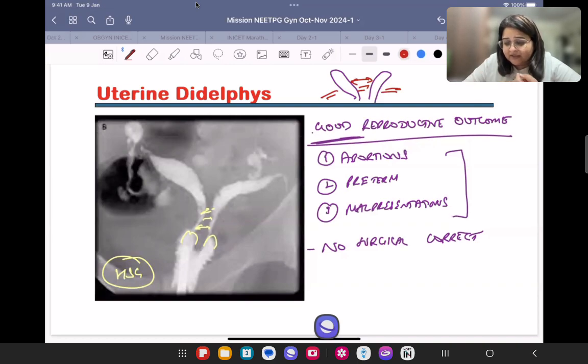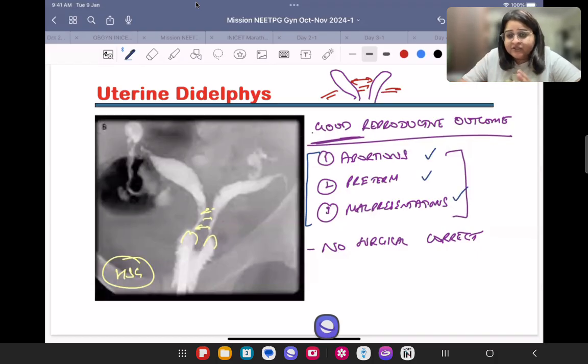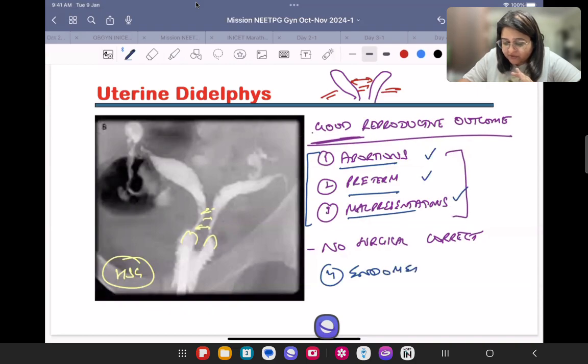Okay, but you may see it, it's not that you never see it. But let's stick to what Williams says, and this has come as a question, that's why I keep repeating it. Let's stick to what Williams says because the question was from Williams. Abortions, preterm, and malpresentations are more common. Now, the question that came in the NEET PG 2022 was: all are seen in didelphys except, and they had given these 3 options, and the 4th option was endometriosis.